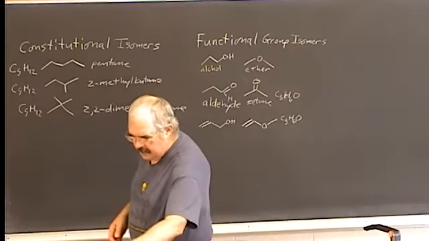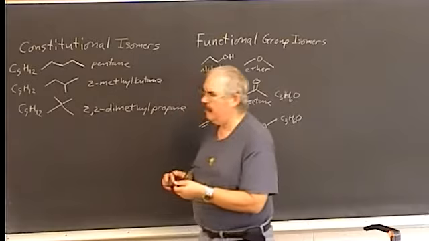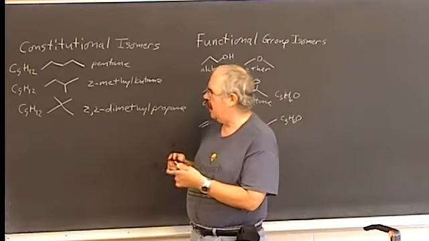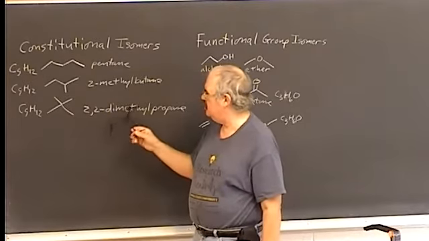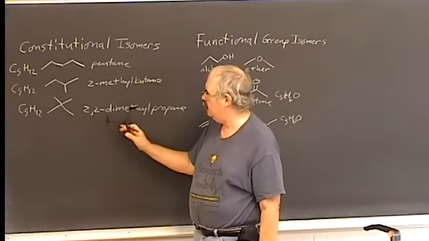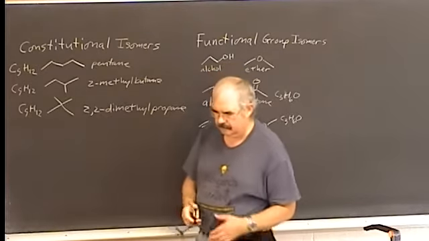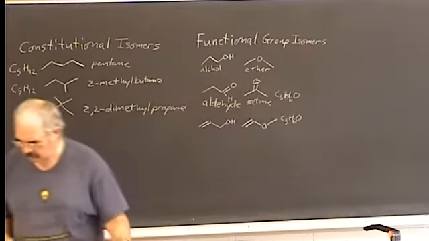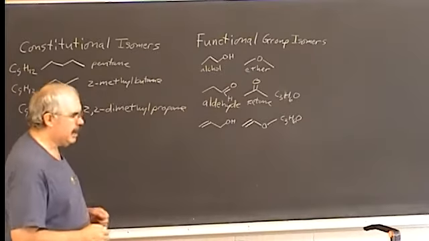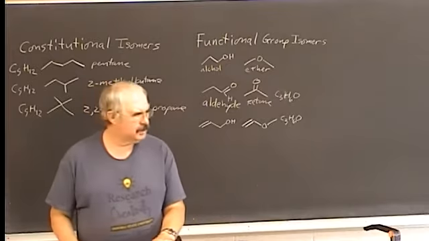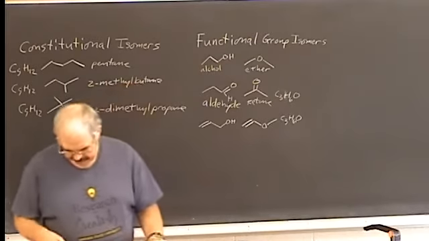And then the third isomer, commonly called neopentane. In the IUPAC, it is 2,2-dimethylpropane, and this is its structure. Okay, next we are going to look at what are called positional isomers.